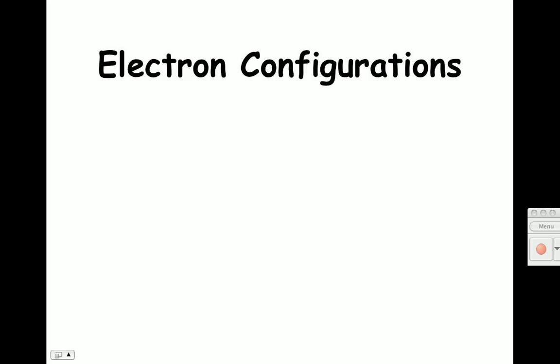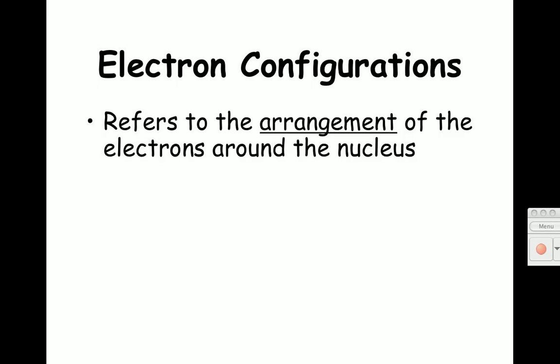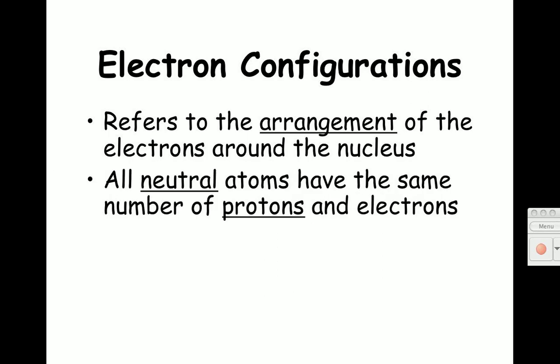Okay, so today what we're going to talk about is electron configuration. And electron configurations refer to the arrangement of the electrons around the nucleus. If we look at any of our atoms on the periodic table that are neutral, if you remember back from when we talked about the structure of the atom and our subatomic particles, any atom that is neutral has an equal number of protons and electrons.